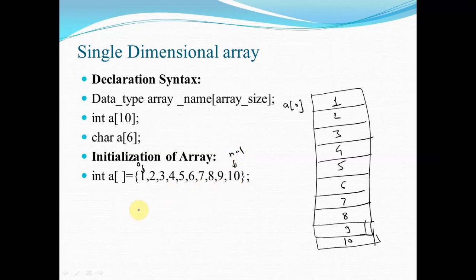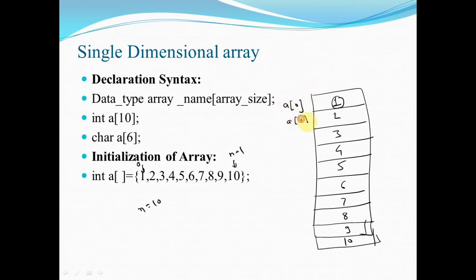So in this case our n, or size of the array, is 10. So total numbers are 0 to 9. So the index will start from A of 0. That means when you refer to A of 0, you are referring to this number 1. That is the 0th element of array A.